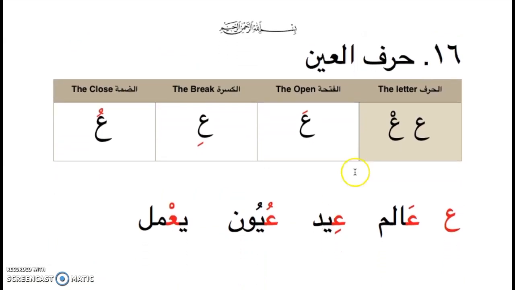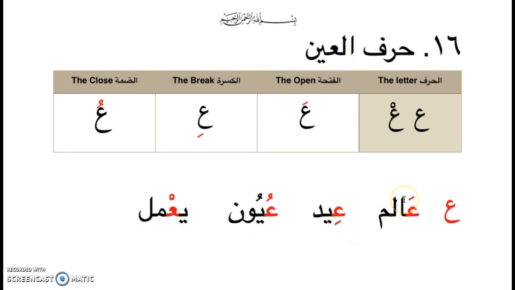Moving to 16. ستة عشر, حرف العين. See here it's A. A, I, U. عالم, عيد, عيون, يعمل. And we're getting now the meaning. عالم is world. So when you say عالمنا, it's like our world.